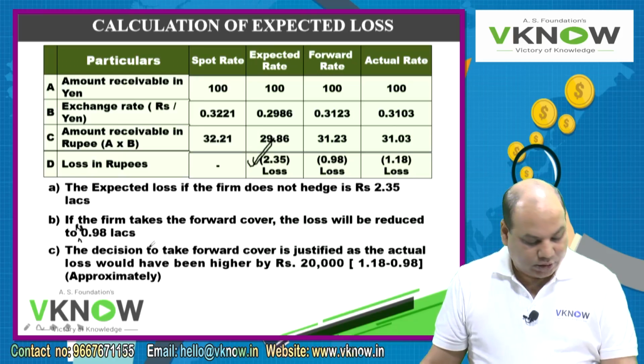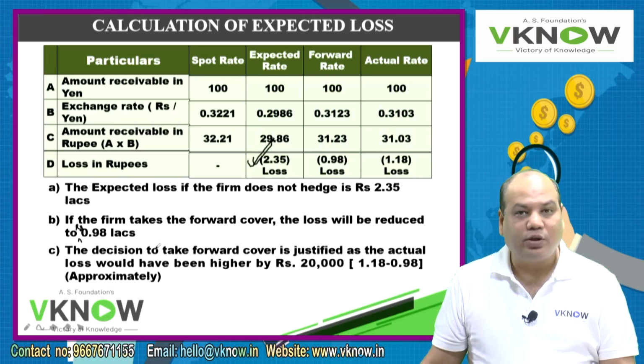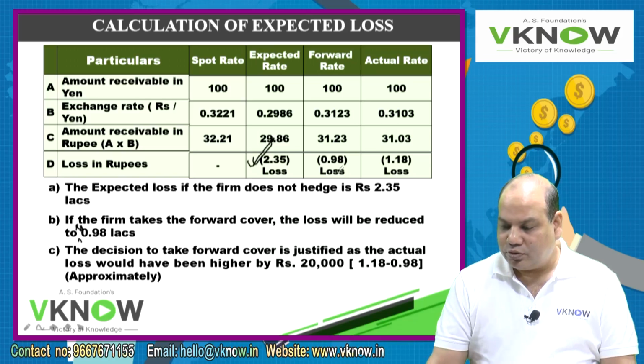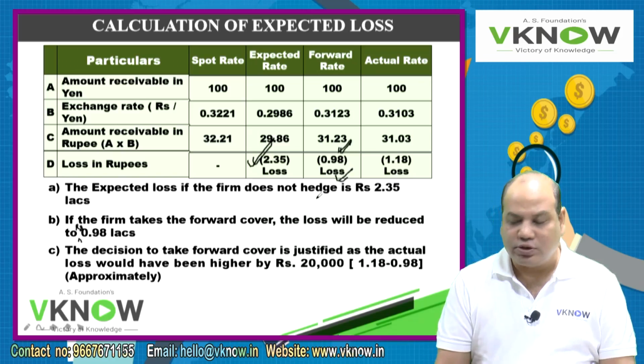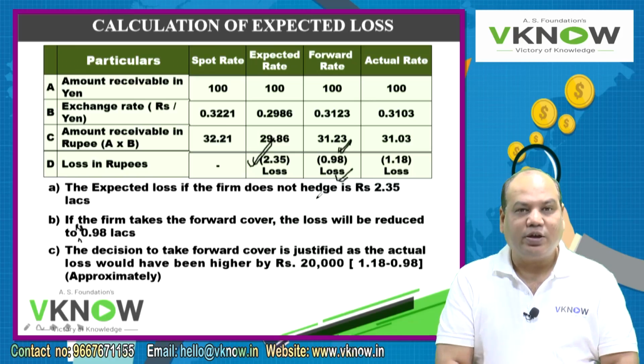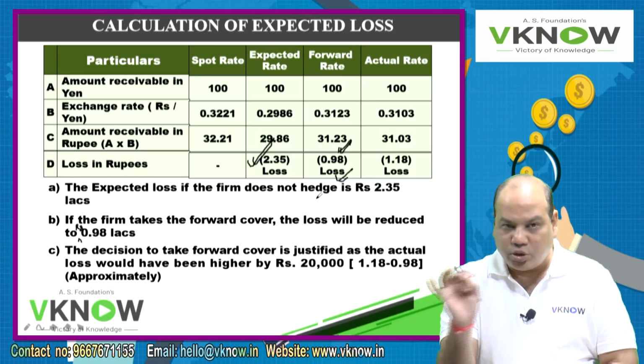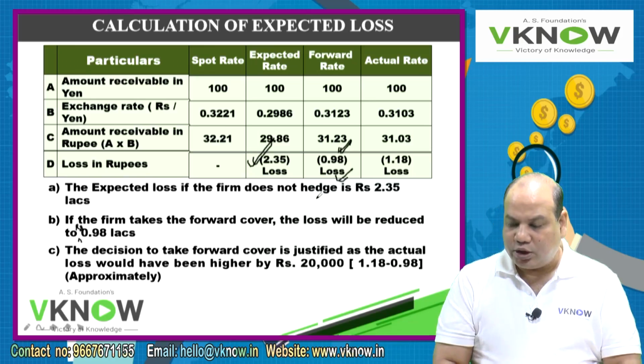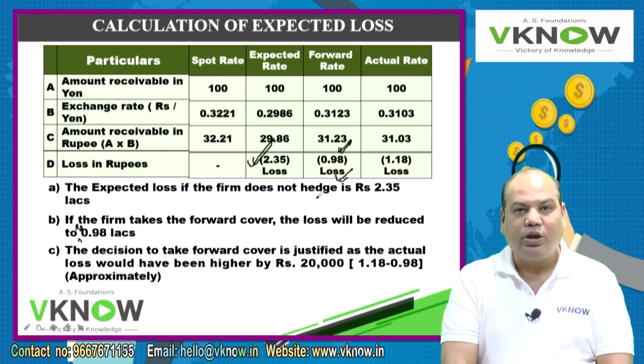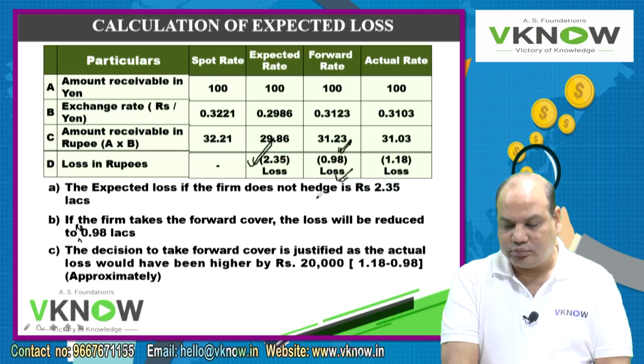Third question is whether the decision to take forward cover is justified. So you will see the loss is lower in forward, or inflow is higher in forward, so decision is justified. So present the answer neatly by writing proper notes. The decision to take forward cover is justified as the actual loss would have been higher by rupees 20,000.